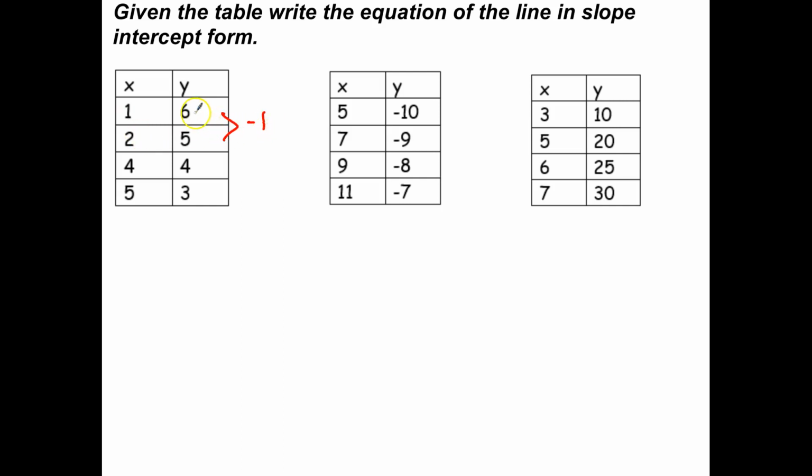It's the nature of the job. 6 becomes 5 by subtracting 1. 1 becomes 2 by adding 1. So the rate of change, or the slope, is negative 1 over 1.